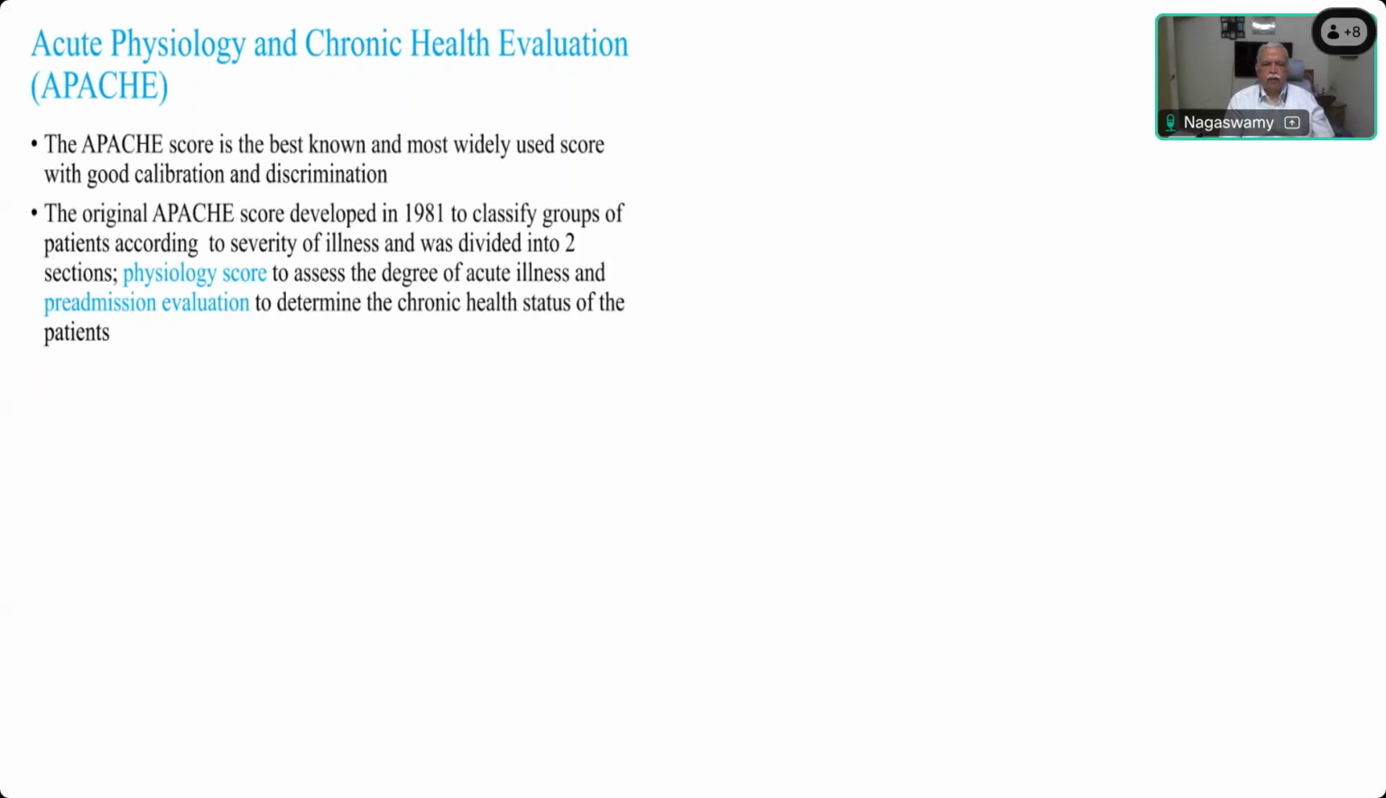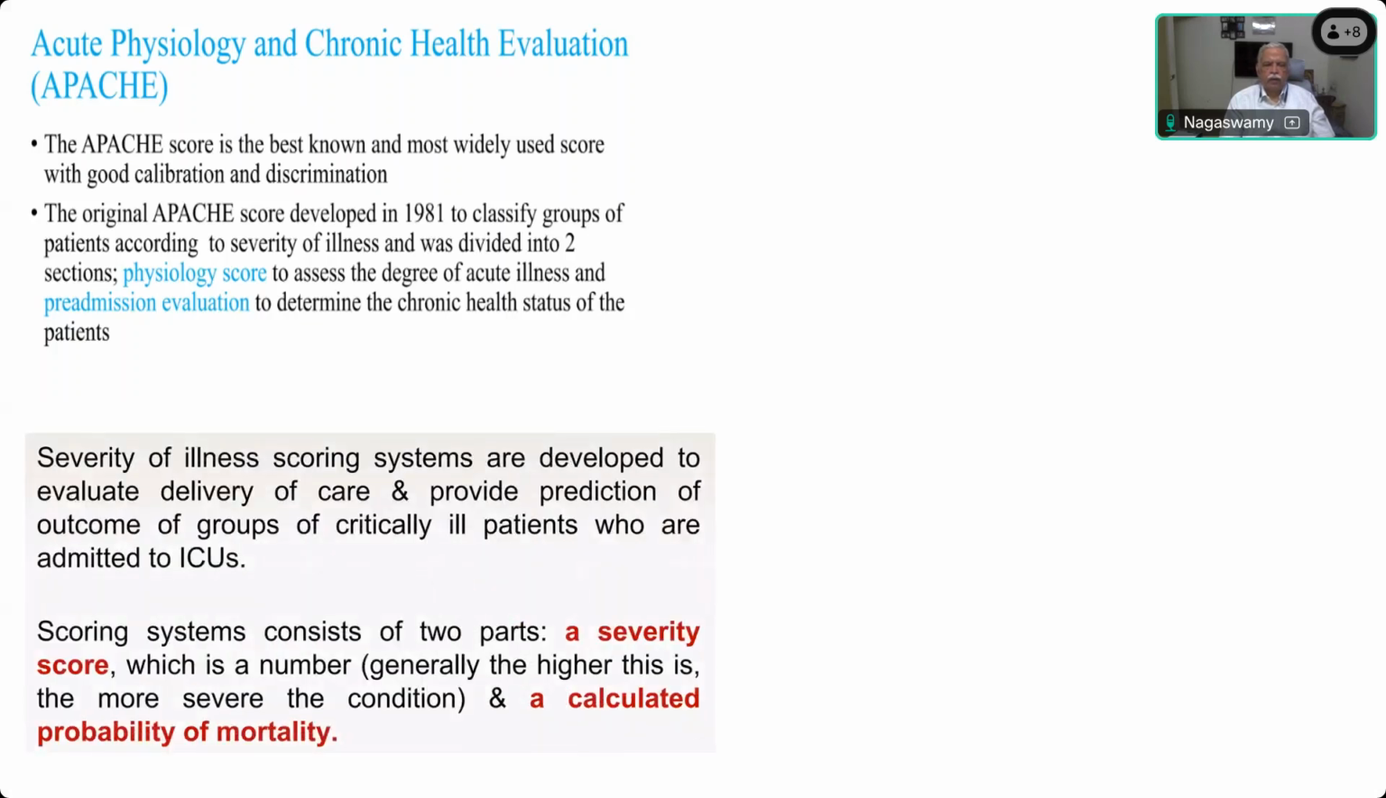It was first described in 1981 and consisted of two sections: physiological score and pre-admission evaluation to discuss the chronic health status. So the severity of health score system helps to assess the outcome of groups of critically ill patients who are admitted to ICU. So it assesses the outcome at the time of admission itself.